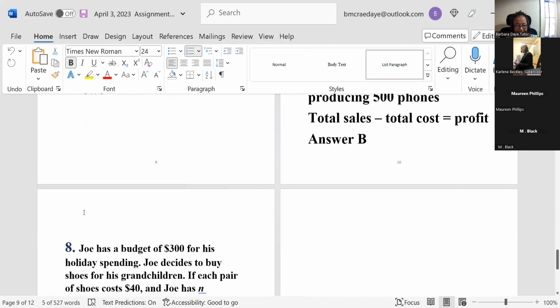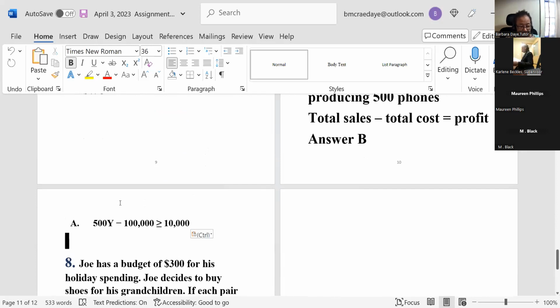Okay, let me put this here. I want you to take this inequality and tell me what is Y. I want you to solve this for Y. Solve that for Y. Tell me what you get.